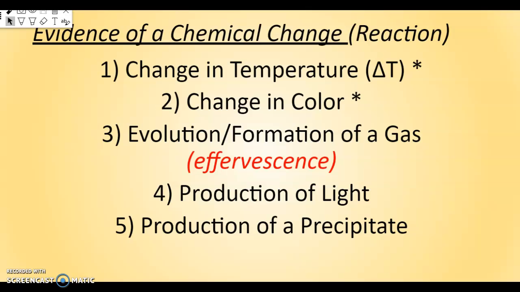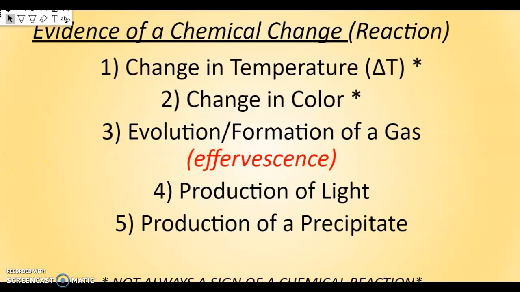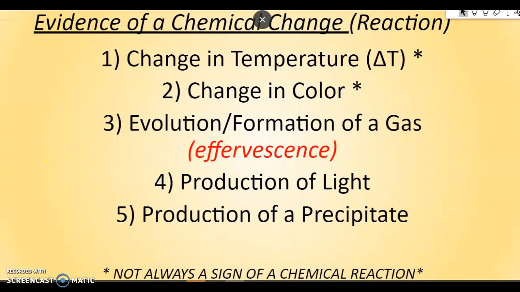So, if there is a change in temperature, that is a sign that it's a chemical reaction. Now there's an asterisk there because it's not always by itself a sign of a chemical reaction. If you physically change the temperature by turning the temperature up or down, then that's actually not a chemical change. But if the temperature changes because you mixed 2 chemicals, maybe it gets hotter or it gets colder, then that is a chemical change.